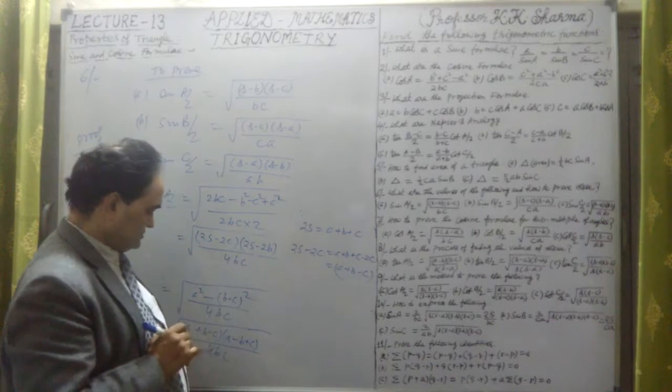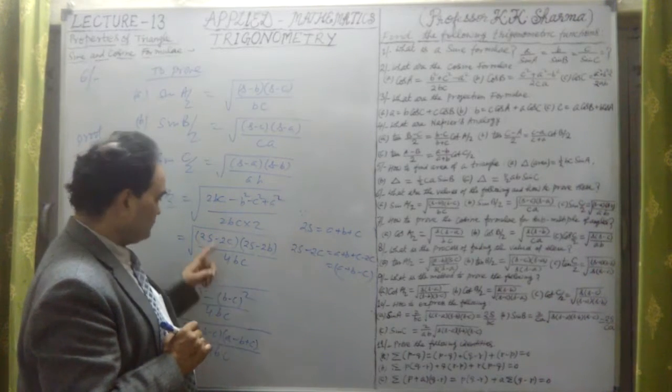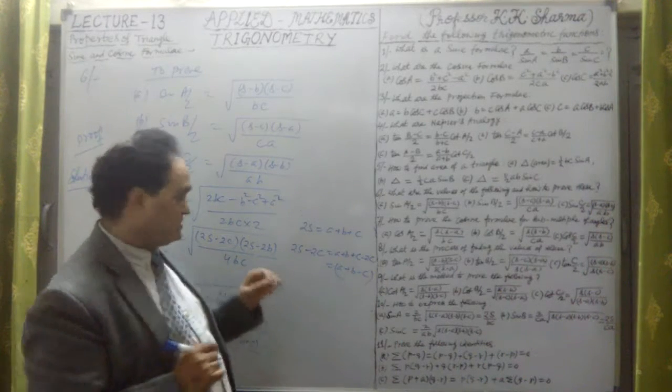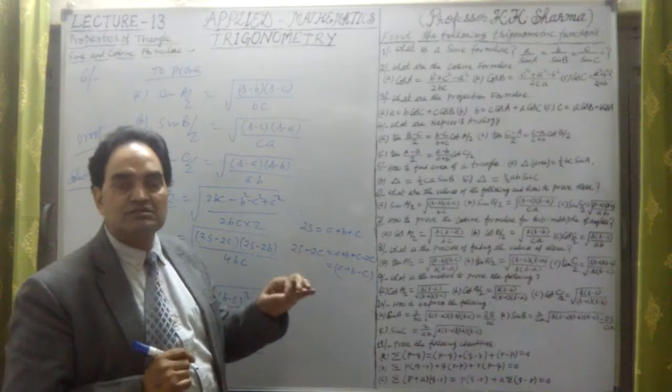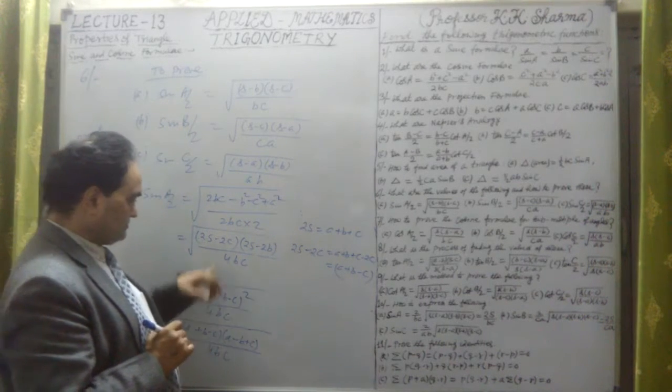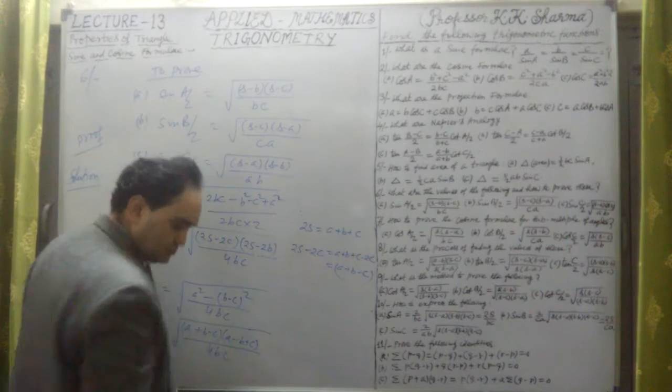In the first bracket it is A plus B minus C. If I substitute the value of twice S, which is A plus B plus C, and minus twice C, that means A plus B minus C. So in terms of A plus B minus C, we can write this. What do we see here?